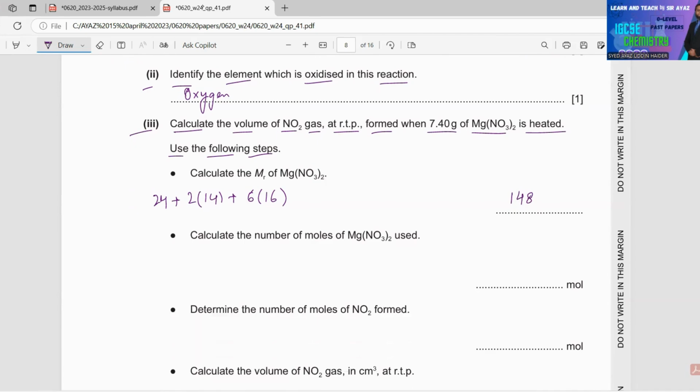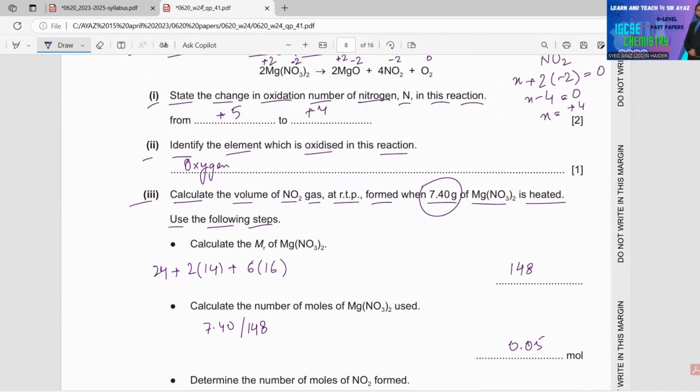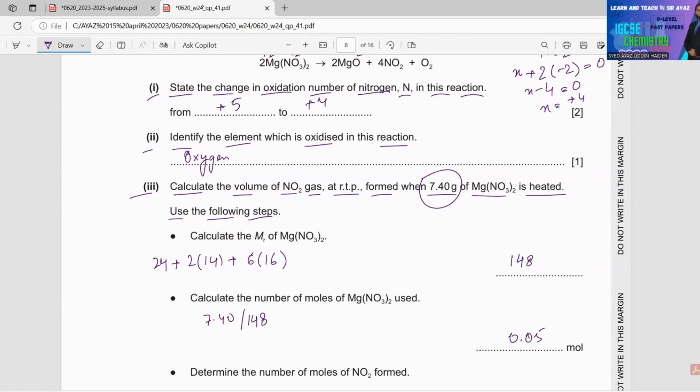Calculate the number of moles of Mg(NO3)2 used. So you simply have to divide the mass by the Mr, 7.40 divided by 148. So we'll get 0.05 mole. Determine the number of moles of NO2 formed. So what's the relation between Mg(NO3)2 and NO2? It's 2 to 4.